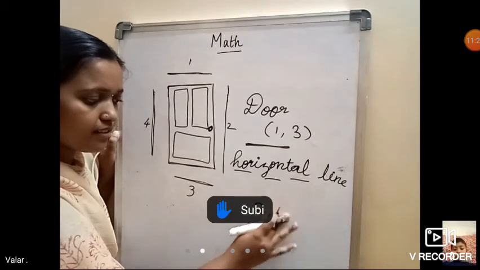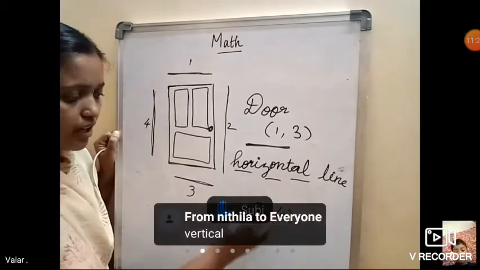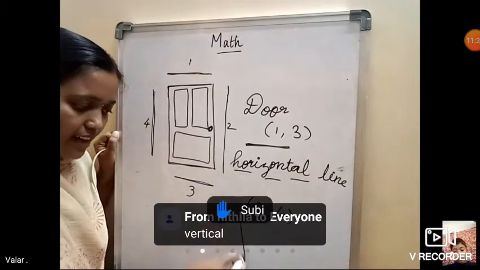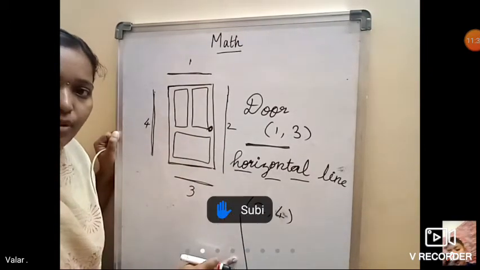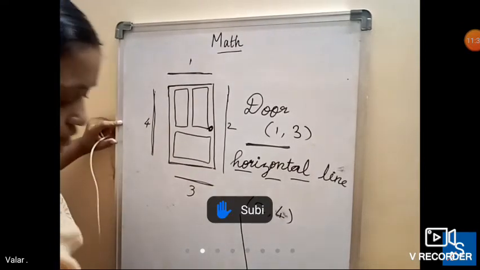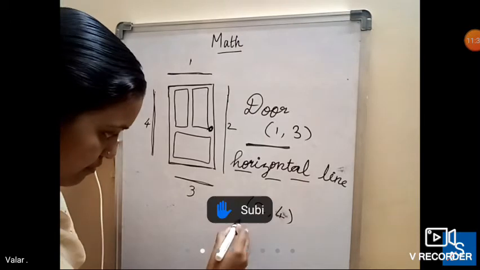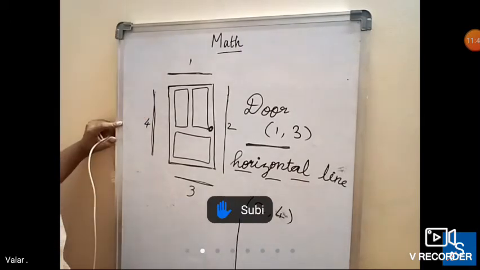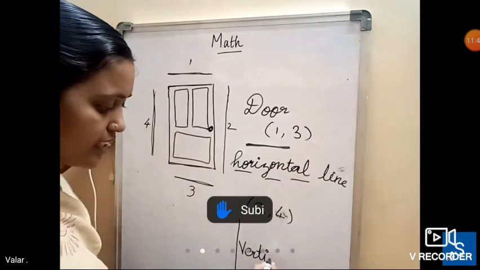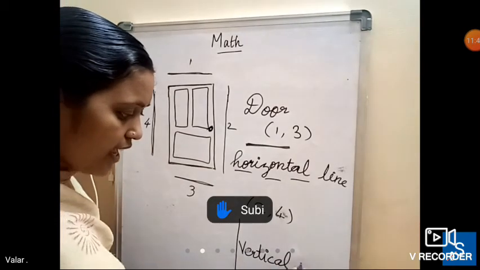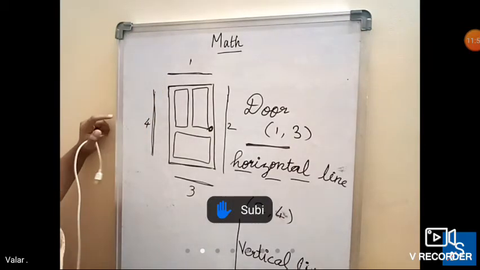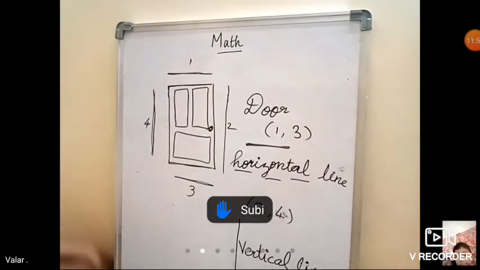Now you can check the second and fourth line. The lines are like this. So this type of line is called a vertical line. Vertical line. This is called vertical line.